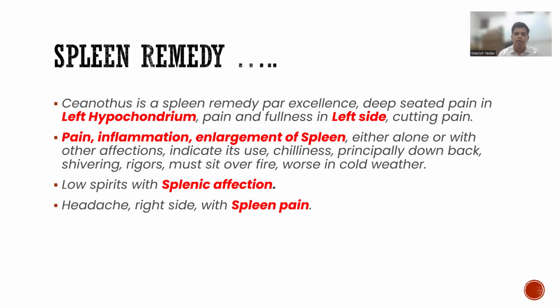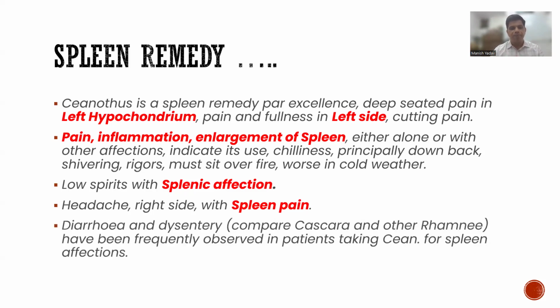And here you will find that the patient will have right-sided pain. The remedy is left-sided, but the patient will have a right-sided headache with the spleen always getting affected. So when a patient comes with headache, it is crucial to examine the organ and see which organ is the weakest link. Diarrhea and dysentery have been frequently observed in patients taking CEANOTHUS for spleen affection, as we also learned from the clinicals.